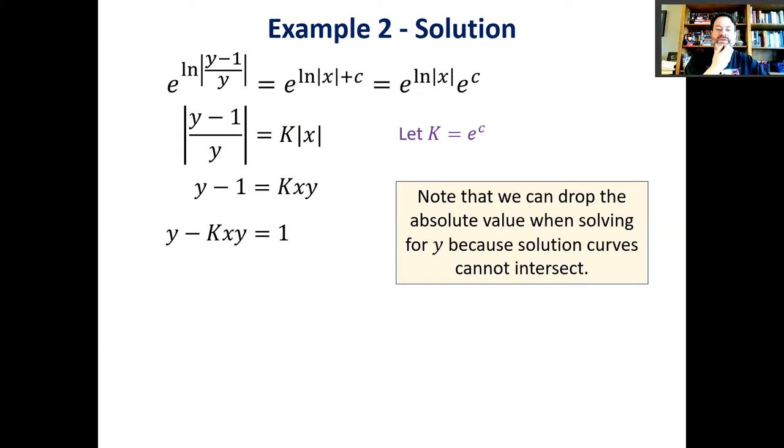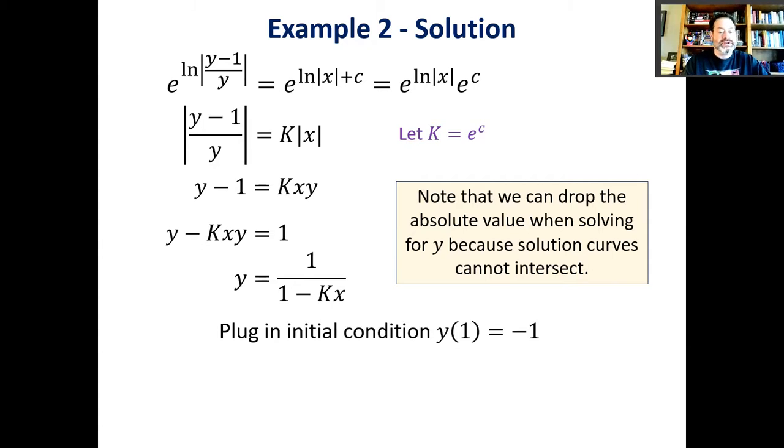I switched the kxy and the 1, right? I subtracted on both sides and then added on both sides. Then you factor out y on the left and divide by what's left over, and you get 1 over 1 minus kx. So this is the general solution. So this tells us the slope field, what it looks like.